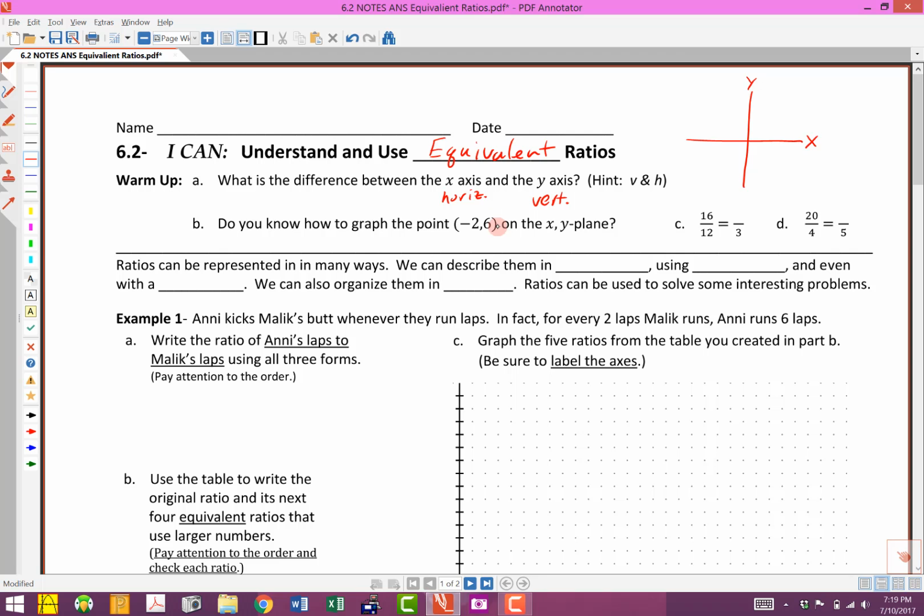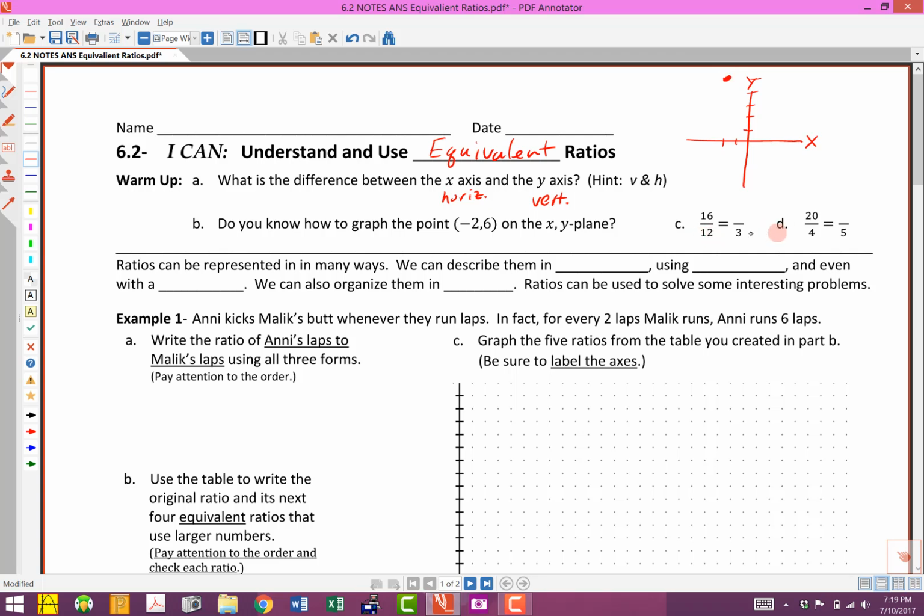Then it says, do you know how to graph the point -2, 6 on the xy plane? So -2 would mean the horizontal coordinate, or the x coordinate, is -2, and then the vertical coordinate, the y coordinate, is +6. So that's going to be about like that. That's going to be about where that is.